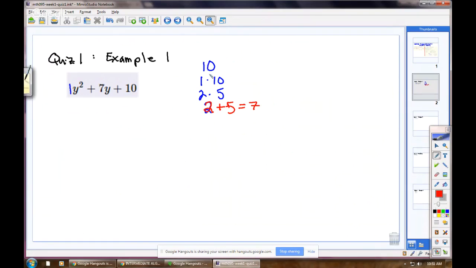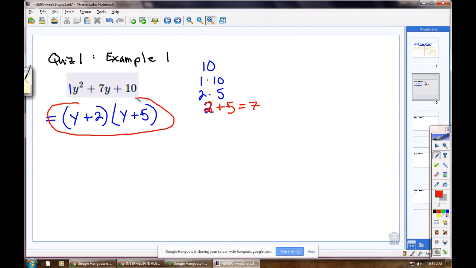So since the factors give me 10 and the sum gives me 7, those must be the magic numbers that help me to factor this. So I believe, I'm guessing based on this work right here, that the factored form of that is equal to y plus 2, because that's a positive 2, parentheses, times y plus 5, because that's a positive 5. So I would circle that, believing that's my answer. It's equal to what I started with. So the instructions here would be something like factor completely.